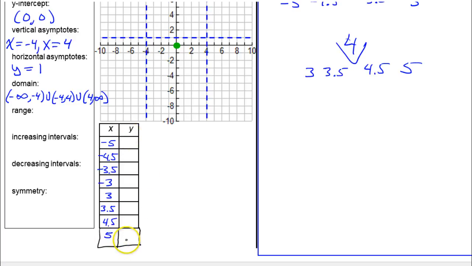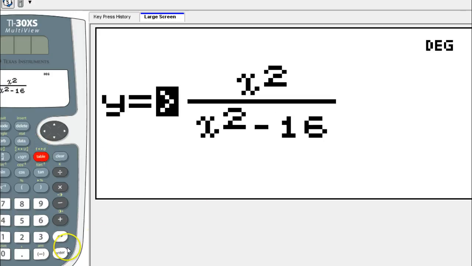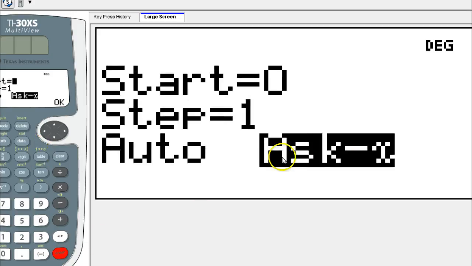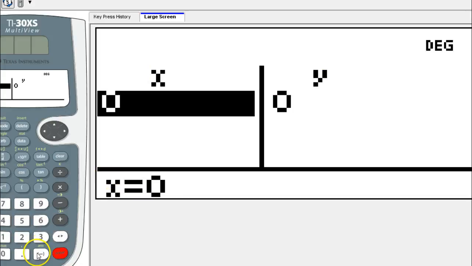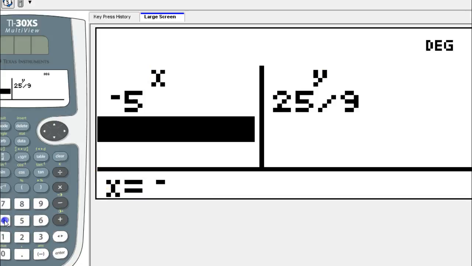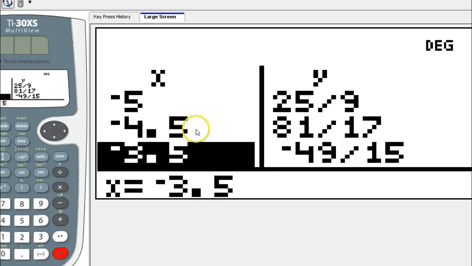Now I just need the y values to go with this. I'm going to show you a couple of them, but the bottom line is I'm just using the table feature of my calculator. So here's the function typed in, of course. I'm letting my calculator be in Ask X mode as I do this. Okay, so my first values here are -5, -4.5, and -3.5. Alright, so I get these y values.